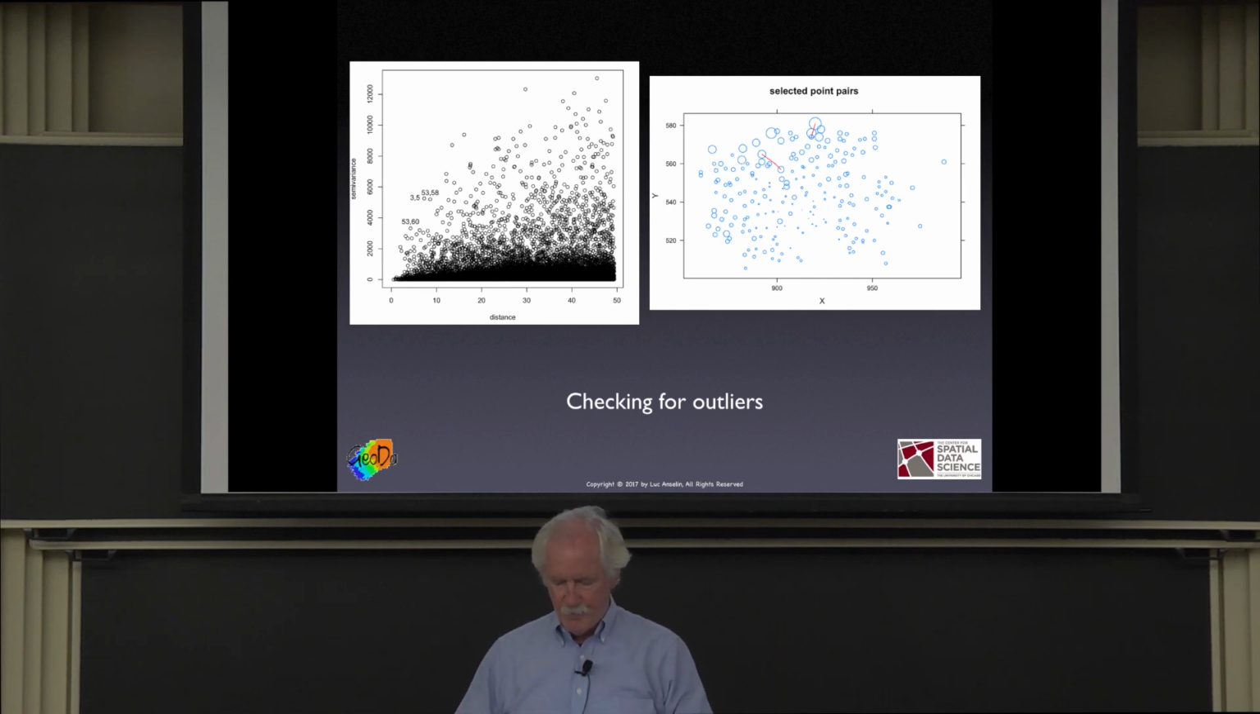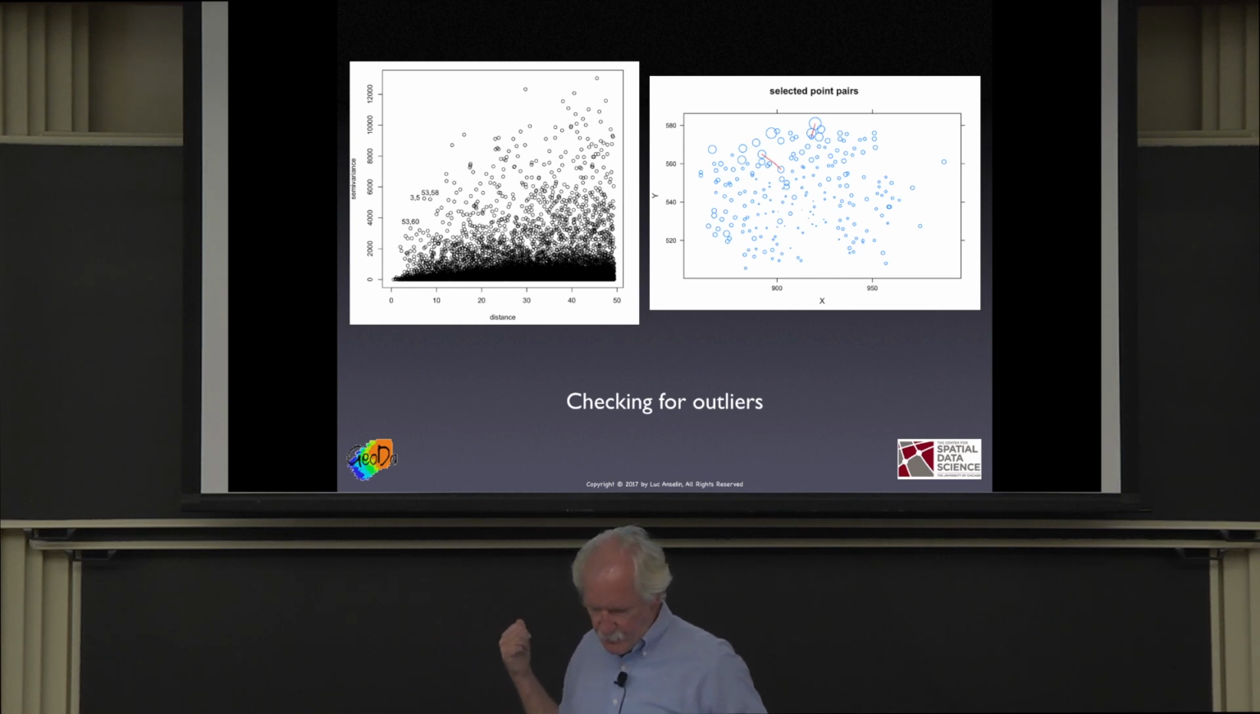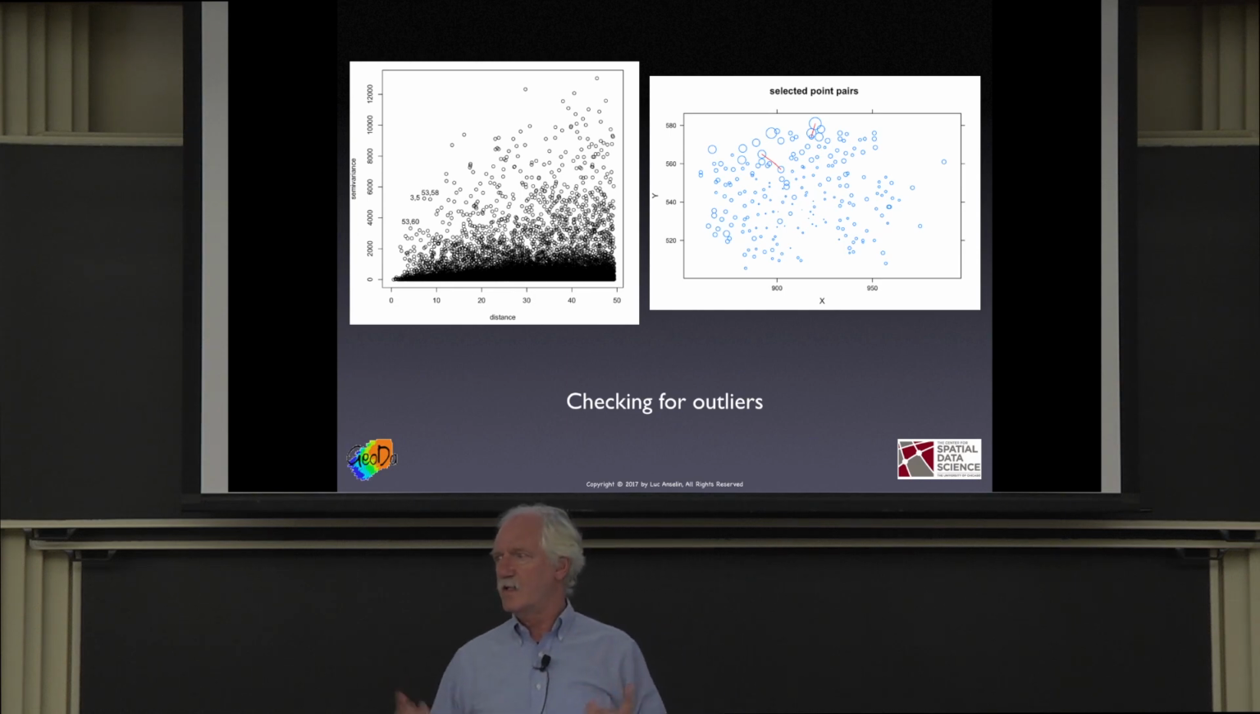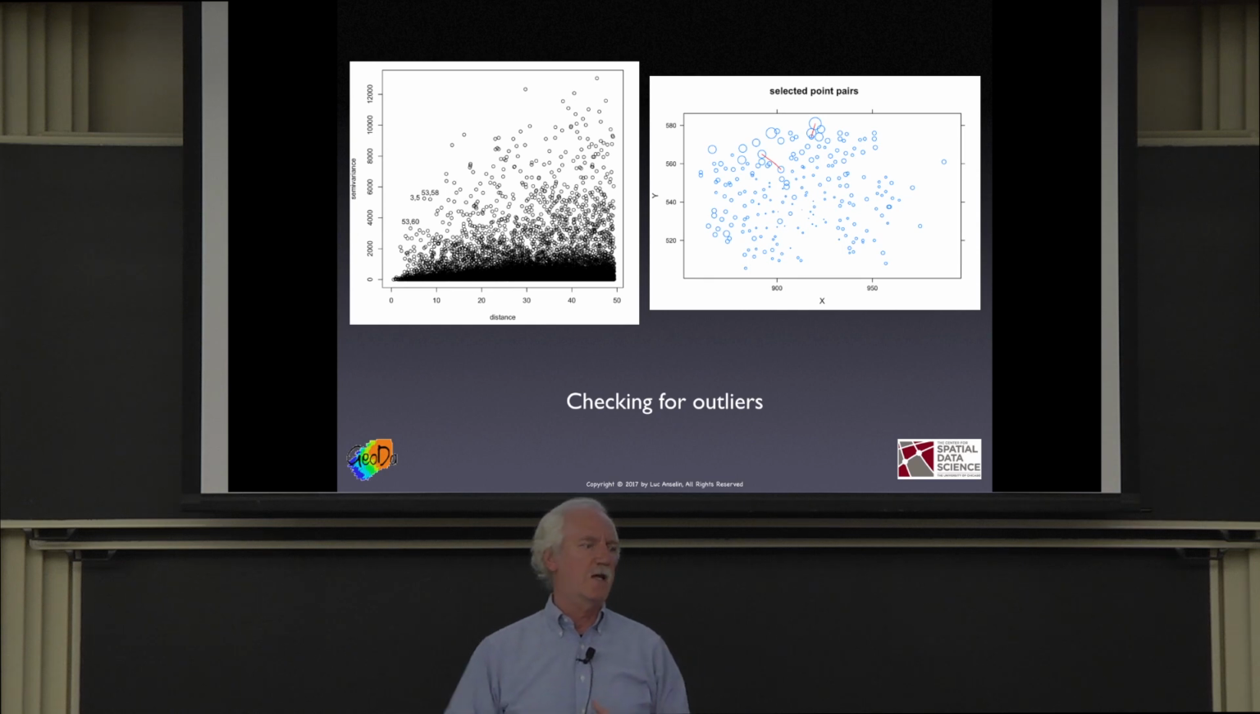The example, I think this is the house prices. So it identifies these couple of transactions that are way out of line compared to the other ones.